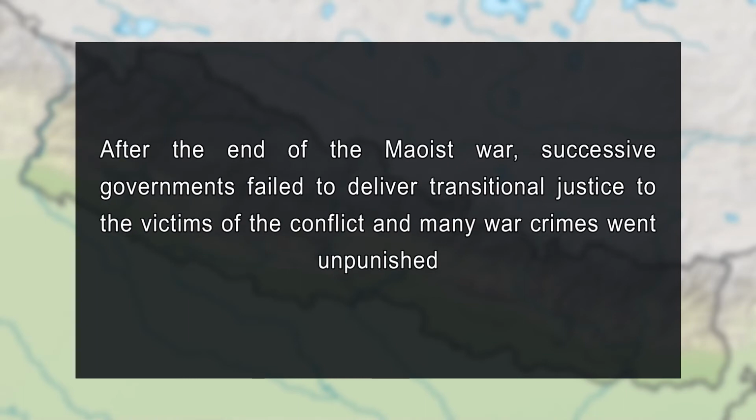After the end of the Maoist war, successive governments failed to deliver transitional justice to the victims of the conflict, and many war crimes went unpunished. Moreover, the security forces that participated in countless human rights abuses failed to reform.